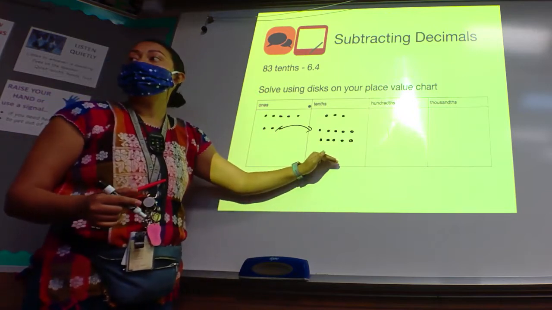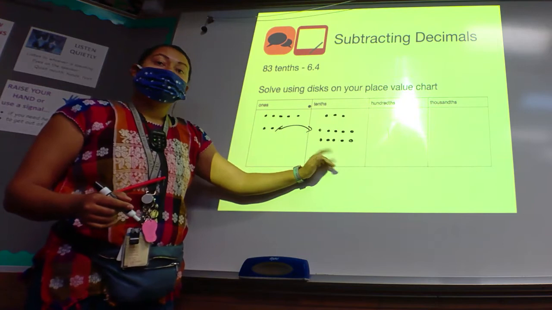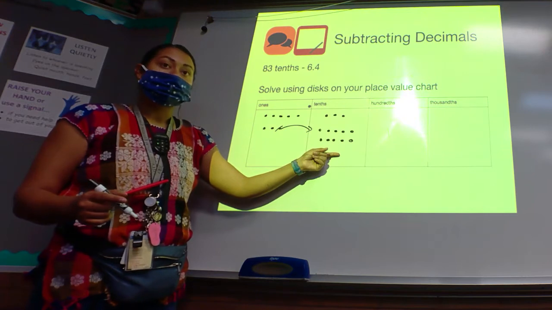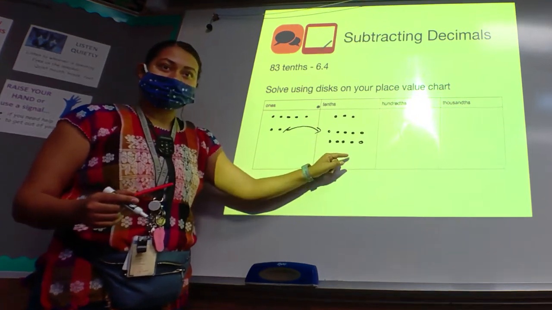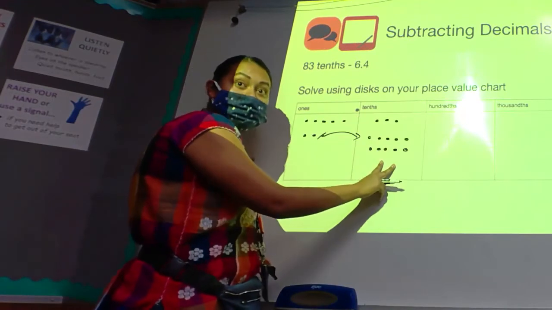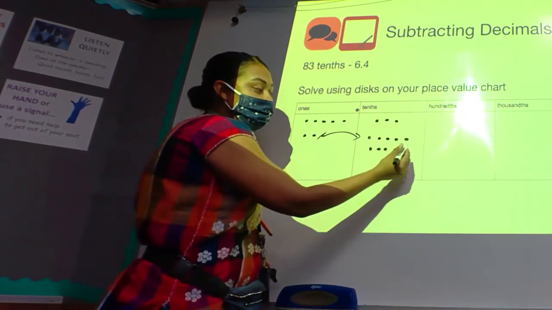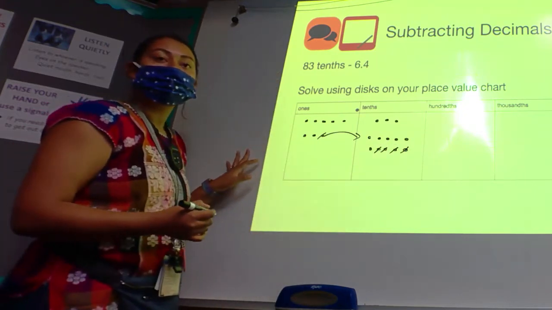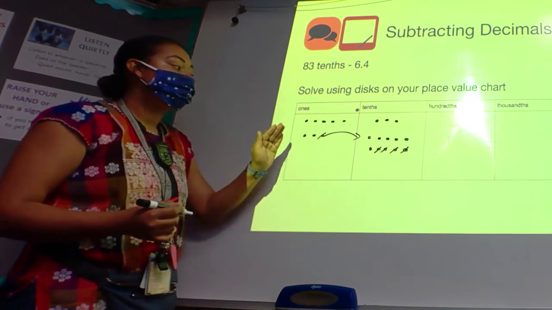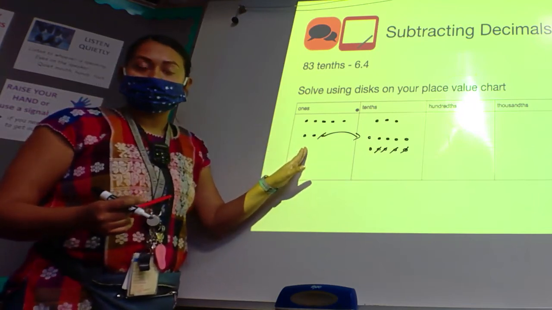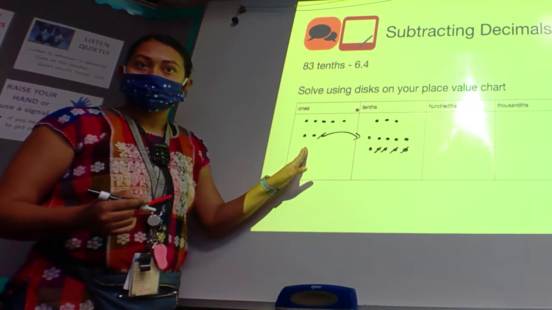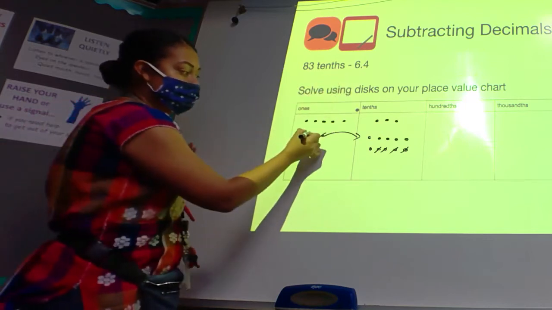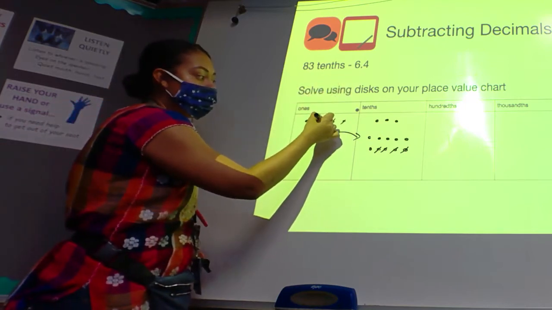Elian, good morning, come on. So we now have 13 tenths, right? Okay, so now can we take out 4 tenths? Yes, okay, so let's take out 4 of them. 1, 2, 3, 4. Okay, now how many ones do we need to take out? 6, right? Okay, let's take out 6. 1, 2, 3, 4, 5, 6.